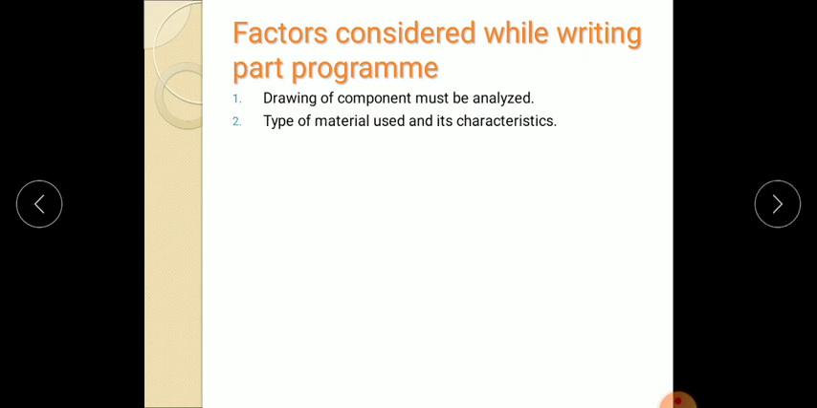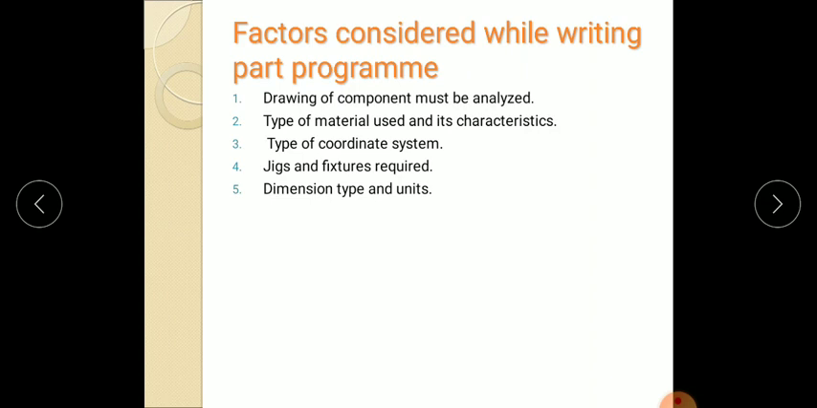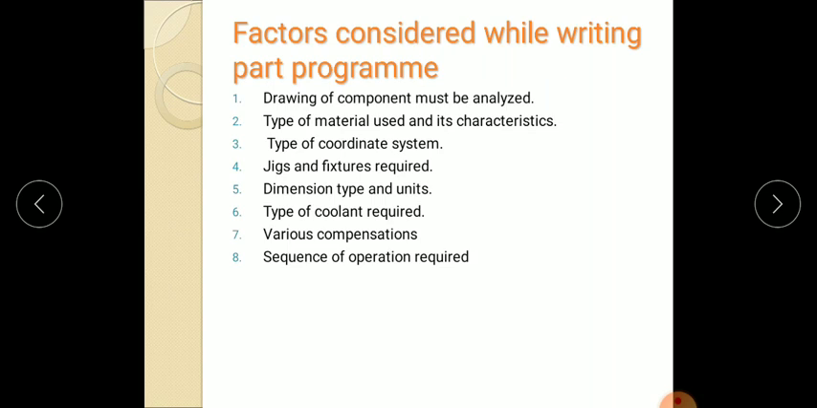Next, factors considered while writing a part program. The drawing of the component must be analyzed, the type of material used and its characteristics, type of coordinate system, jigs and fixtures required, dimension type and units, type of coolant required, various compensation, and the sequence of operations required. So these are the factors considered while writing the part program.